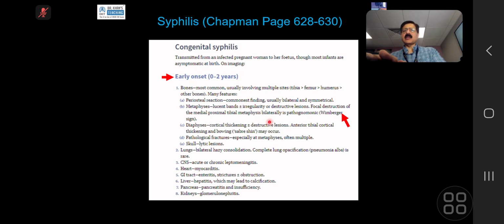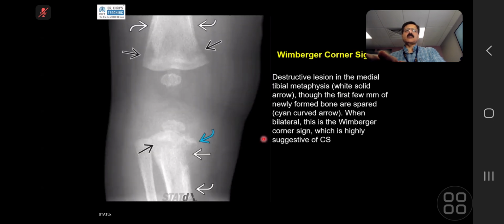In Chapman, you will find a sentence there which will save the day for you in the exam. Each and every sentence is very important. So there can be other findings like saber shin, etc. This is the Wimberger sign we are talking about. This is from StatDx. Destructive lesion in the medial tibial metaphysis, same thing which we have already covered.